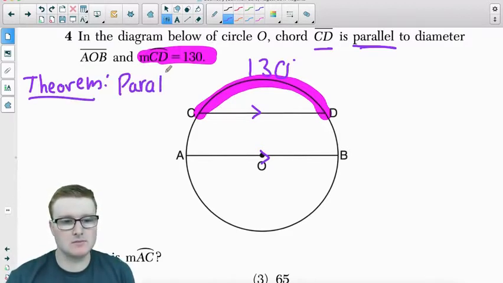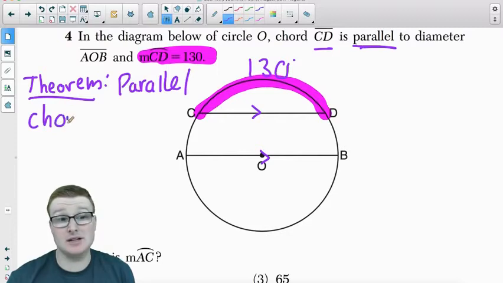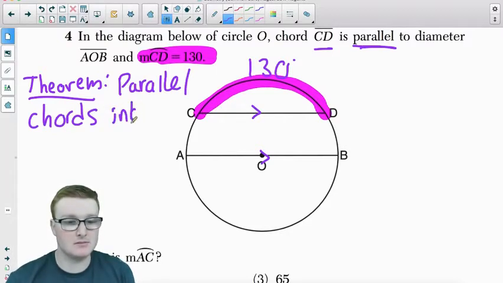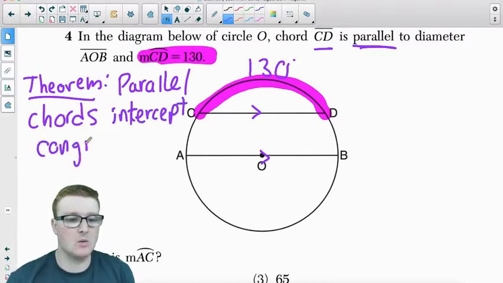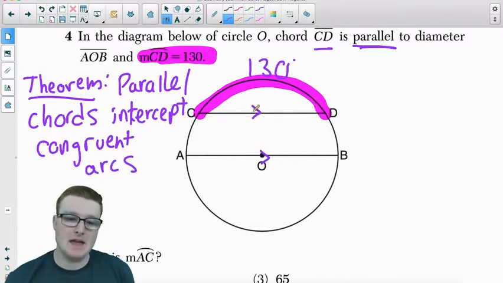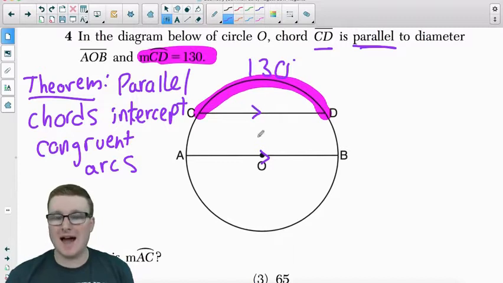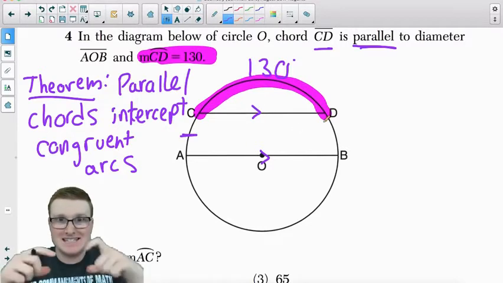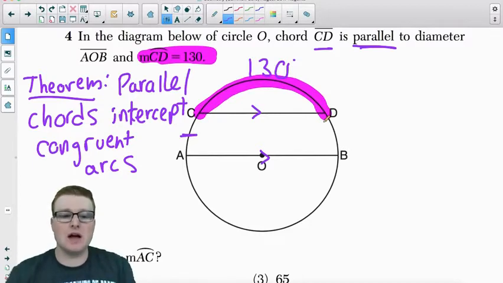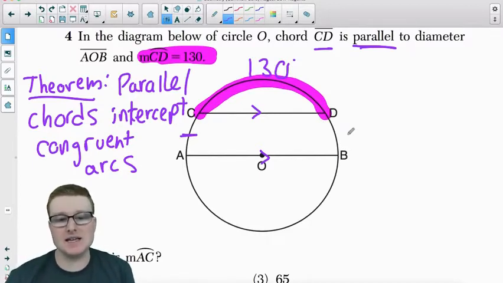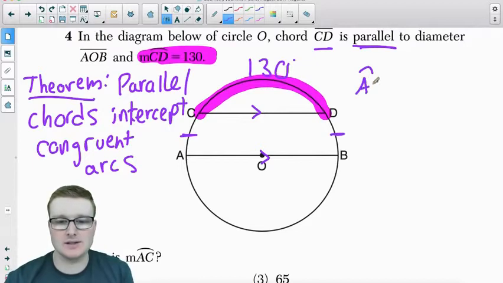Parallel chords. Because a diameter is, in fact, a chord. It's actually the longest chord of the circle. Parallel chords intercept congruent arcs. What in the world does that mean? Well, in easy terms, if the chords are parallel to each other, the arcs on the inside of those two lines are congruent to each other. So arc AC is congruent to arc DB.